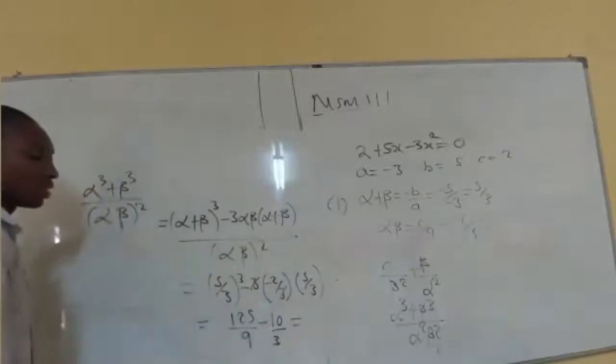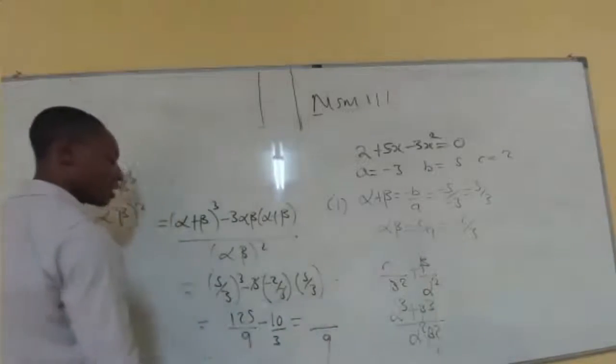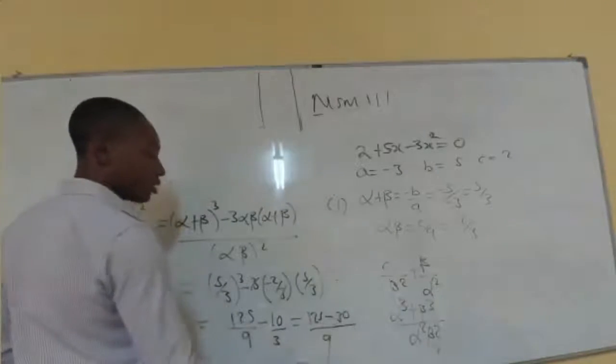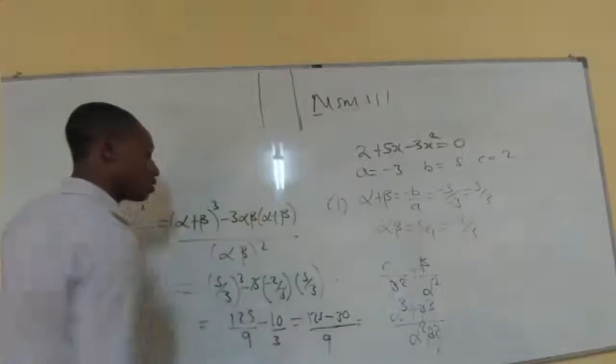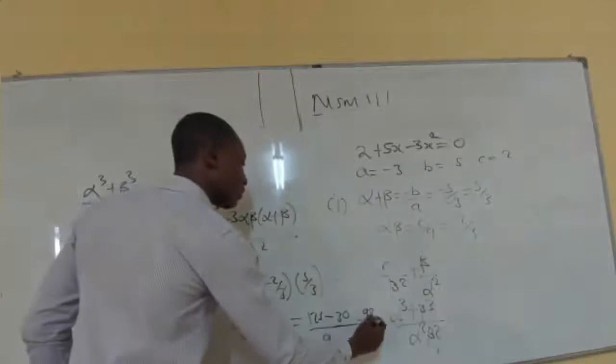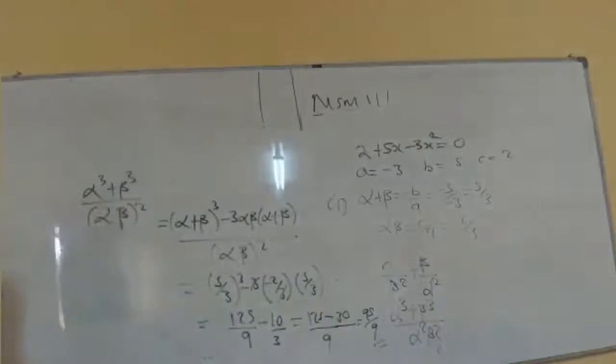So basically speaking, it's like we are now saying common denominator is 9. It's 125 minus 30, okay, which is actually going to give you 95 over 9. So that is your final answer, 95 over 9. Okay, so that's what we have as our final answer.